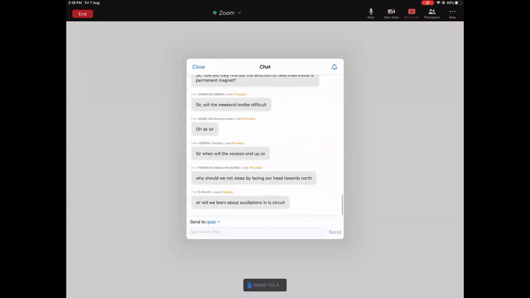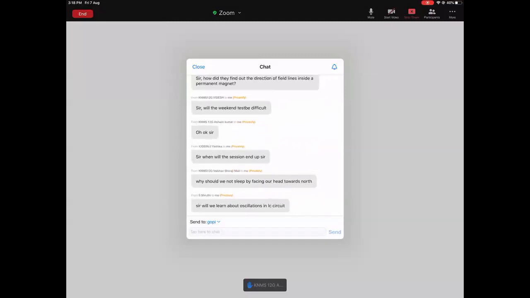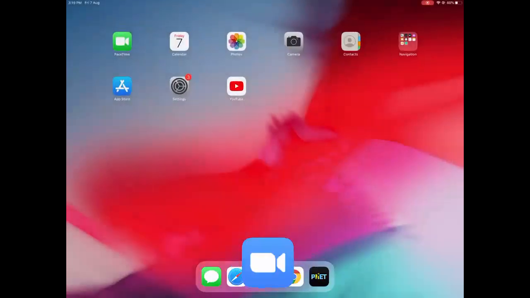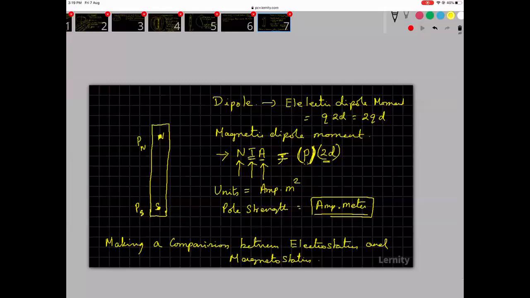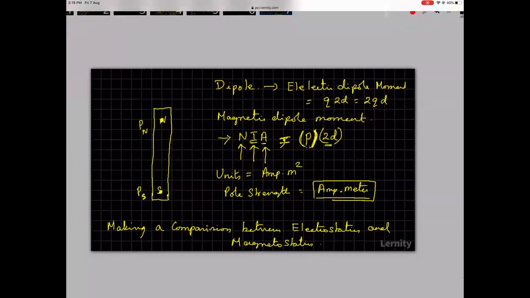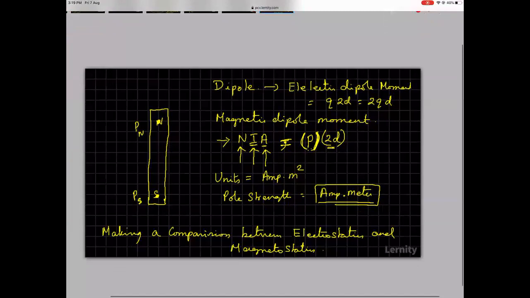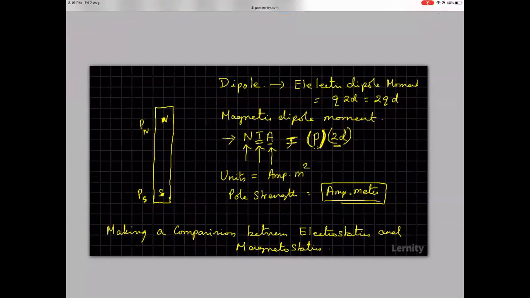Sir, will we learn about oscillations in LC circuit? Yeah, we will learn about everything. Have patience and move ahead. Oscillations in LC is a part of the next chapter. But that's also deleted portions. LC oscillations are deleted for you. So we don't have to learn it, but we will learn it, not a problem. So let's focus on what's being done now so that we find it easy.